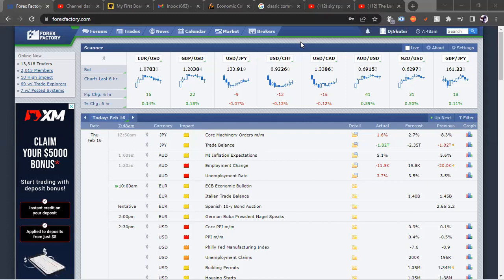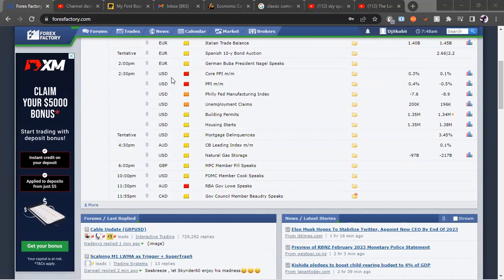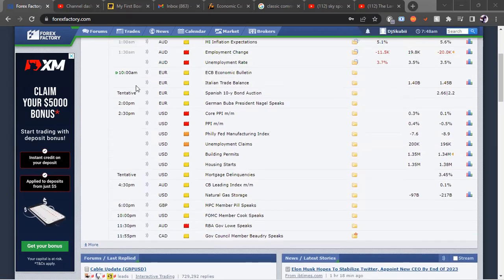Fundamental wise, we had high impact news on AED at 1:30 a.m. and we have another one on the USD. I think this is the one that is going to interest people, the PPI at 2:30. Then we have another one on AED at 11:30 p.m. I'm not sure I'll trade that one, but the one at 2:30 is going to interest people. So let's jump on our chart and see what we can grab.